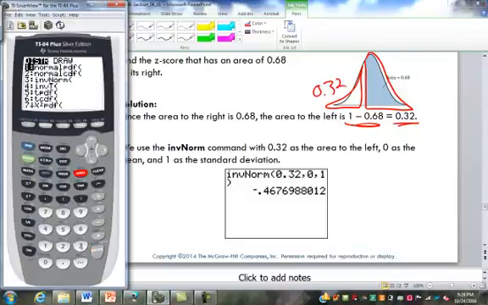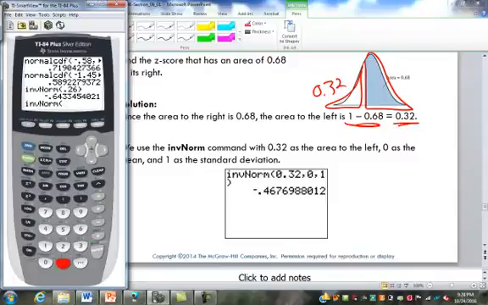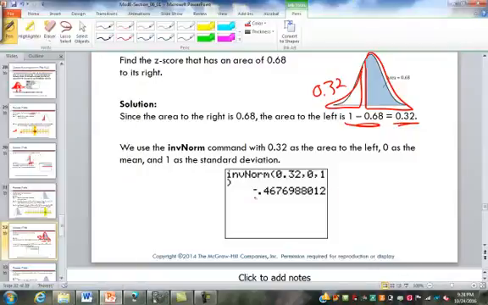Second distribution, inverse normal, put in 0.32. And again, I didn't put in the 0 and 1. The calculator just assumes it. We get negative 0.4677, basically, if I round it.